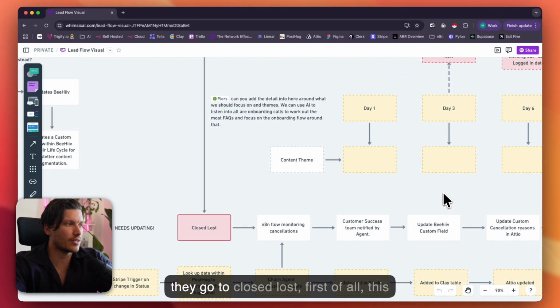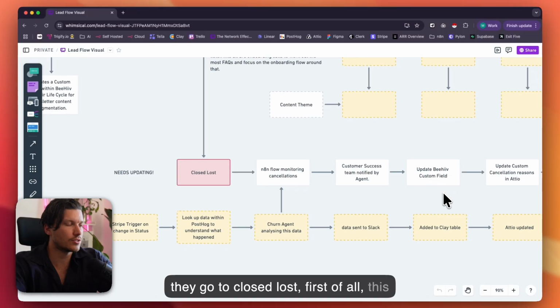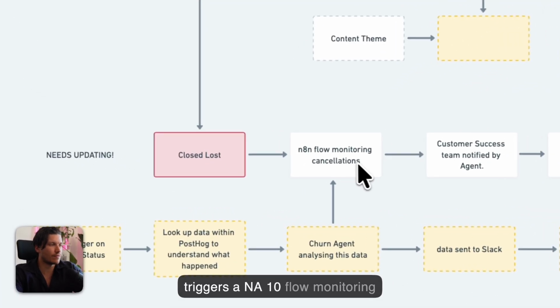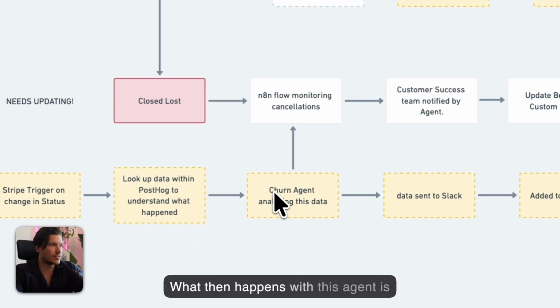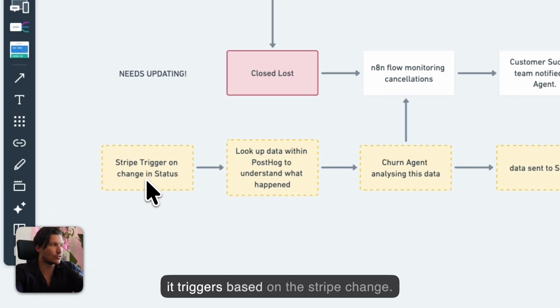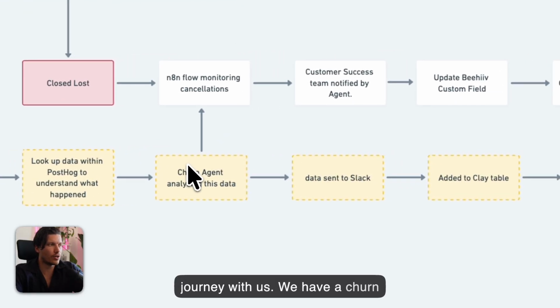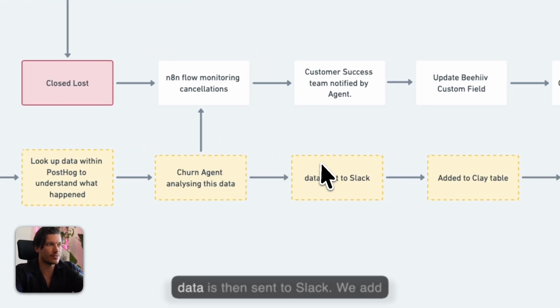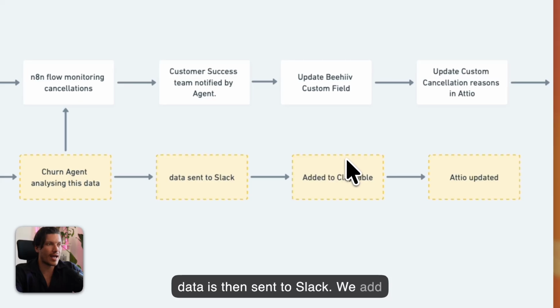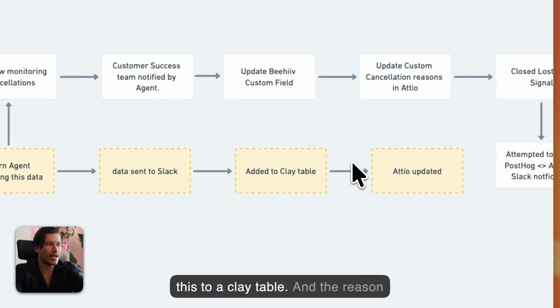Now, if they churn and they go to closed lost, first of all, this triggers an N8N flow monitoring cancellation, which picks this up. What then happens with this agent is it triggers based on the Stripe change. It looks up their data within PostHog to understand what's happened over the course of their entire journey with us. We have a churn agent that's analyzing this data. This data is then sent to Slack. We add this to a Clay table. And the reason we add this to the Clay table is we run some further enrichment that we deem necessary, and then we update Attio.